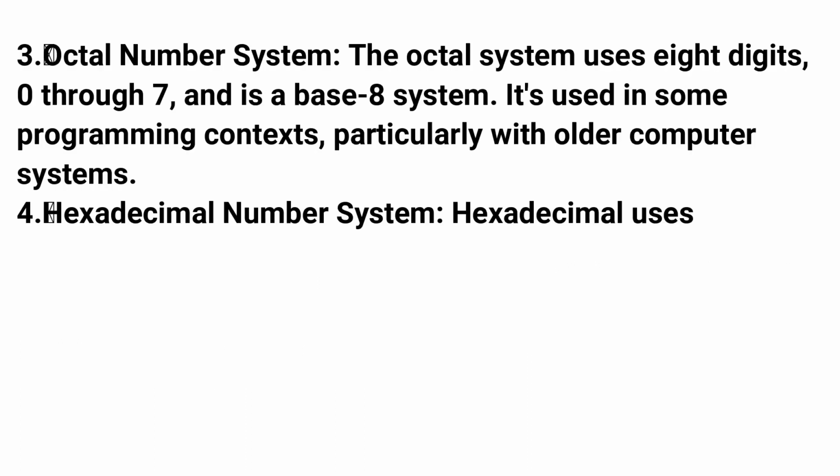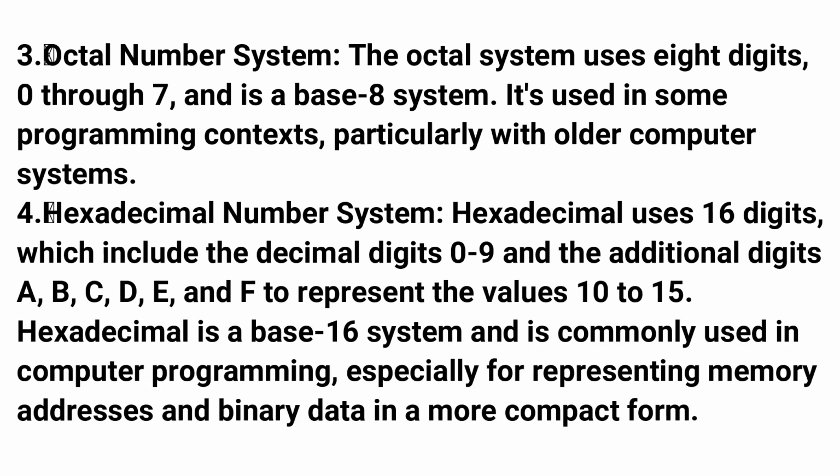3. Octal number system. The octal system uses 8 digits, 0 through 7, and is a base 8 system. It's used in some programming contexts, particularly with older computer systems. 4. Hexadecimal number system. Hexadecimal uses 16 digits, which include the decimal digits 0 to 9 and the additional digits A, B, C, D, E, and F to represent the values 10 to 15. Hexadecimal is a base 16 system and is commonly used in computer programming, especially for representing memory addresses and binary data in a more compact form.